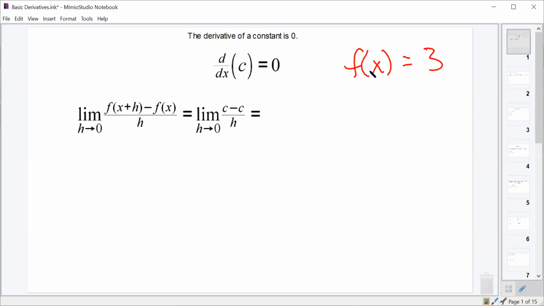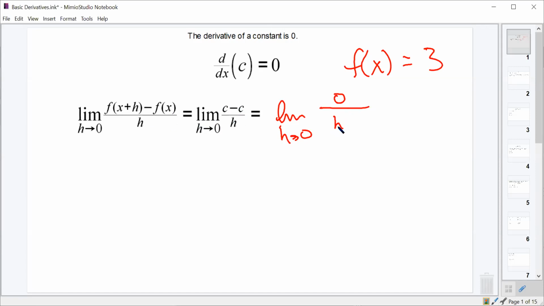And what about f of x? Well, f of x is also just the constant. It's just, in this case, 3. So if we do f of x plus h minus f of x over h, we get the limit as h approaches 0 of the constant minus the constant over h, or the limit as h approaches 0 of just 0 over h. And we still have a problem with this because if h is going towards 0, this becomes 0 over 0, so it's still indeterminate.